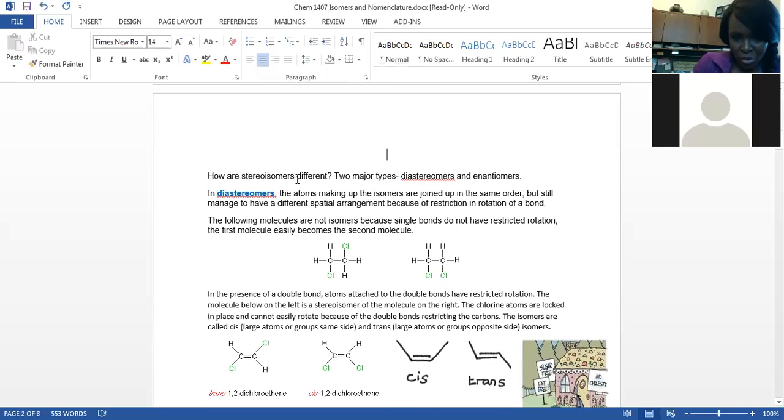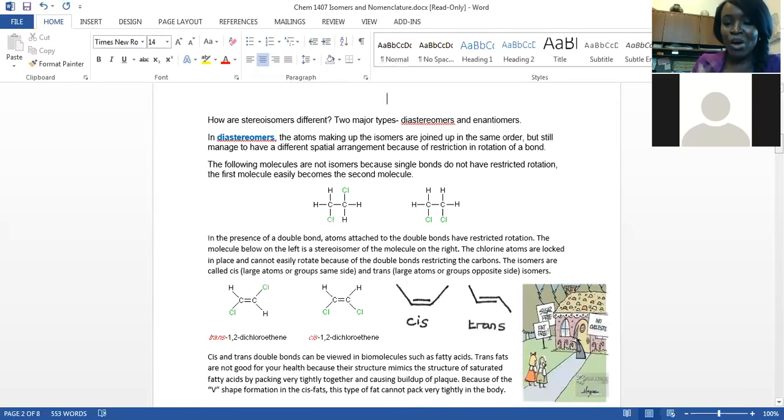In the stereoisomers, where you have 2 major types, one is diastereomer, the other is enantiomer, the difference is a little bit more subtle. With diastereomers, the differences have to do with either the hydrogen positions or the heteroatom positions. Now remember, a heteroatom is a non-hydrogen, non-carbon atom. So anything that's not hydrogen or carbon is called a heteroatom.